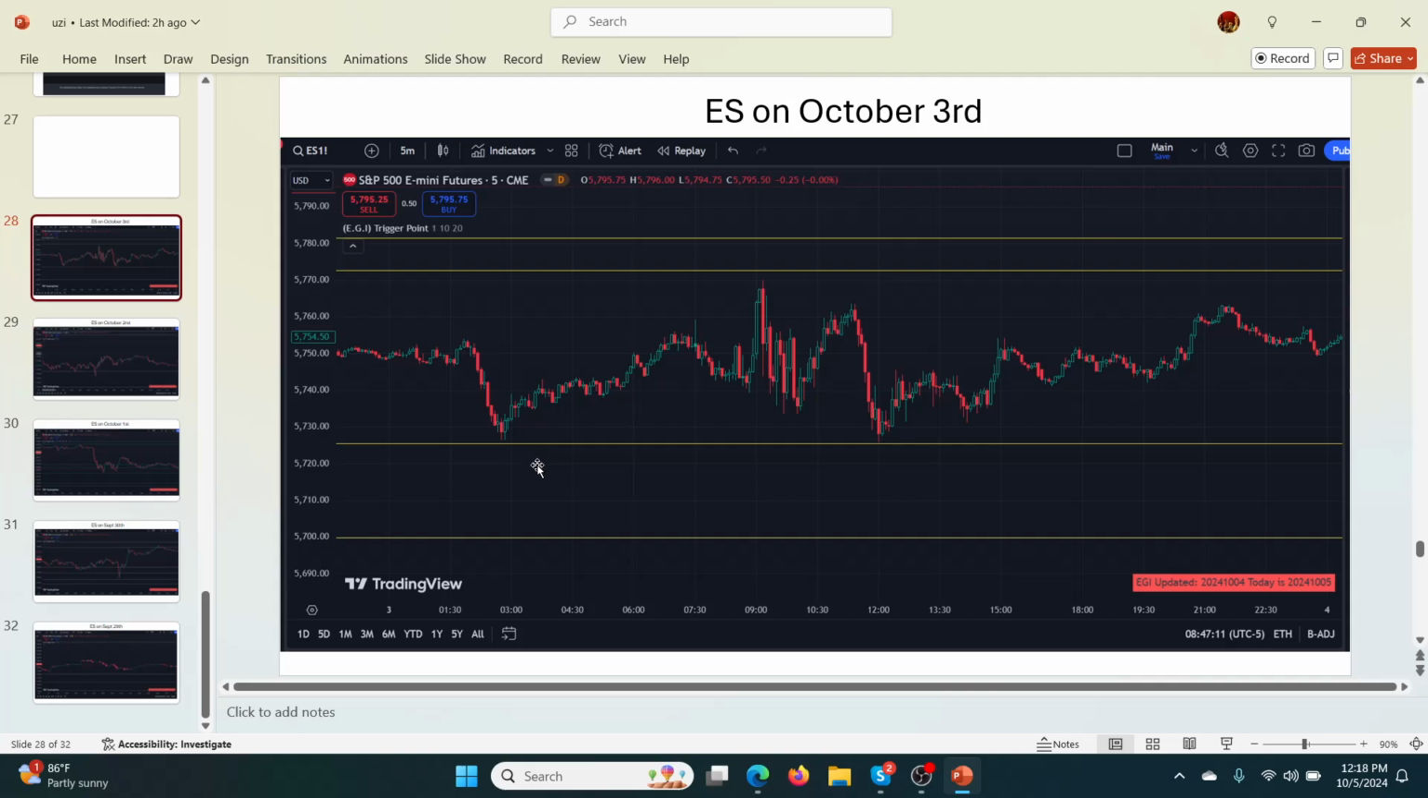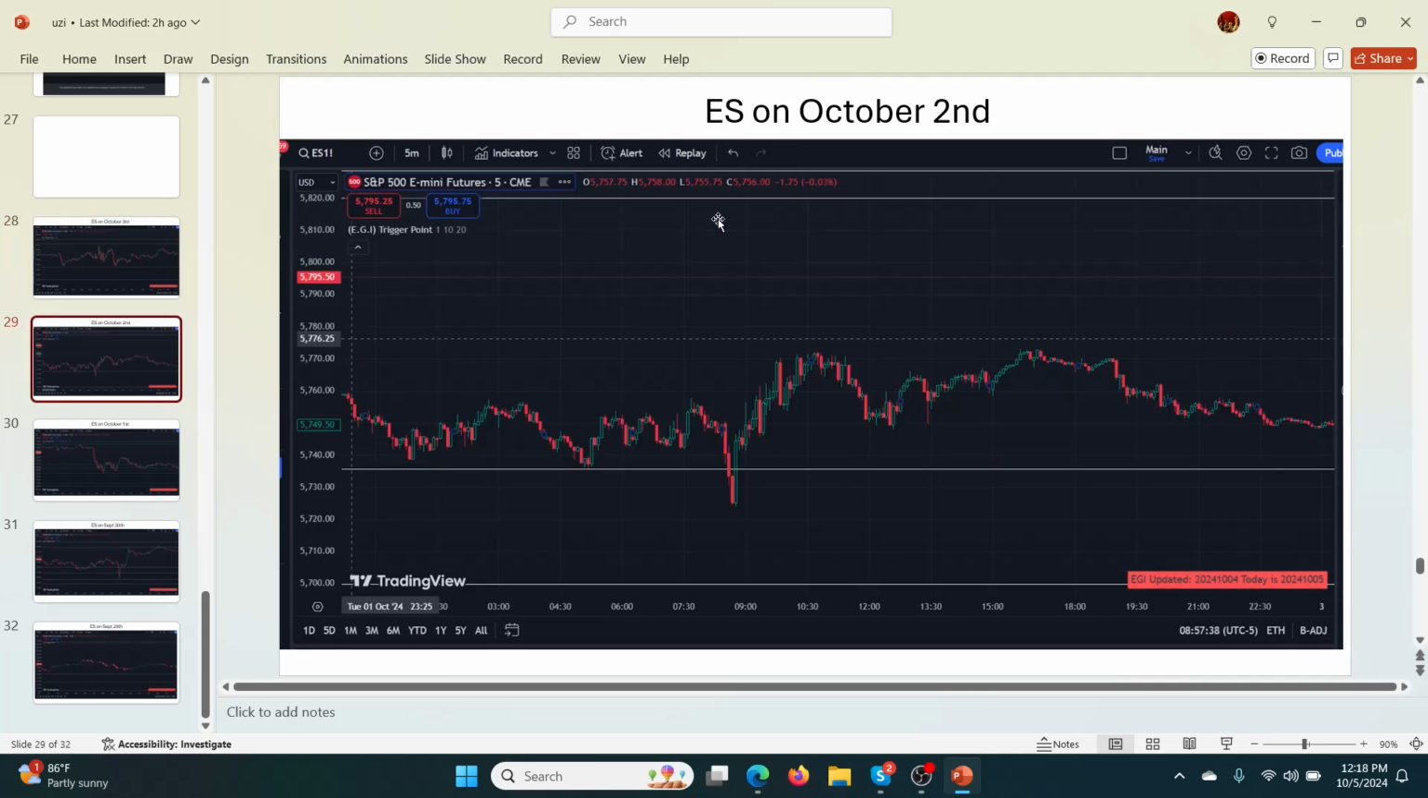Like I said, this is actually really nice. I haven't color coded them, but the lower lines are support lines, the upper lines are resistance lines. The colors will change a bit as I show you this data. So this was October 3rd, and this was actually really nice. I'm like, okay, that's pretty accurate.